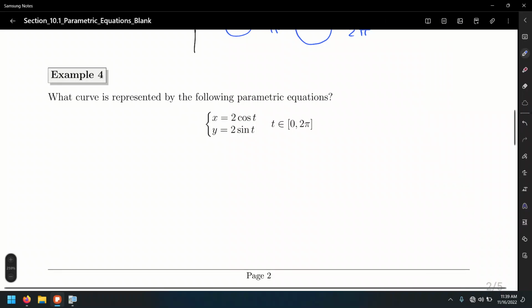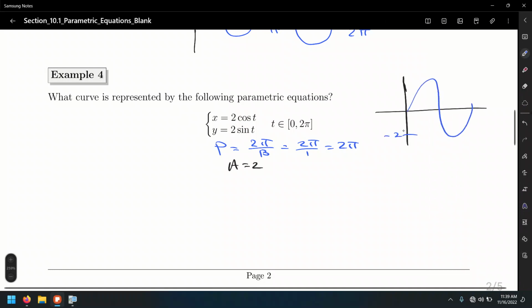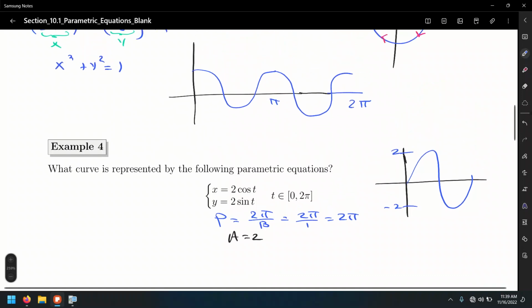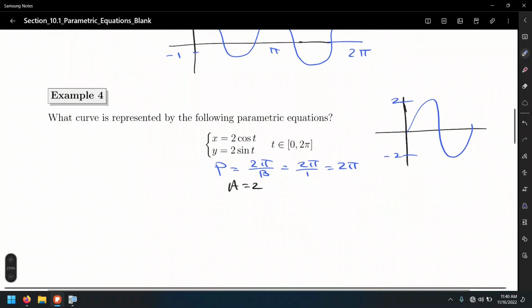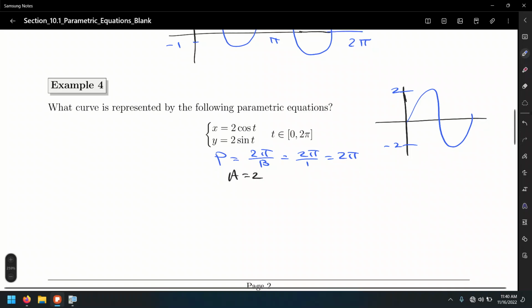Let me plot. Let me get the period, 2 pi over b, which is 2 pi over 1. And that's a period up to pi. But in this case, the amplitude equals 2. That means we're going to have the function go between -2 and +2, as opposed to the function going from -1 to 1. But now, how is that going to change the look of the equation when we go from parametric to rectangular?